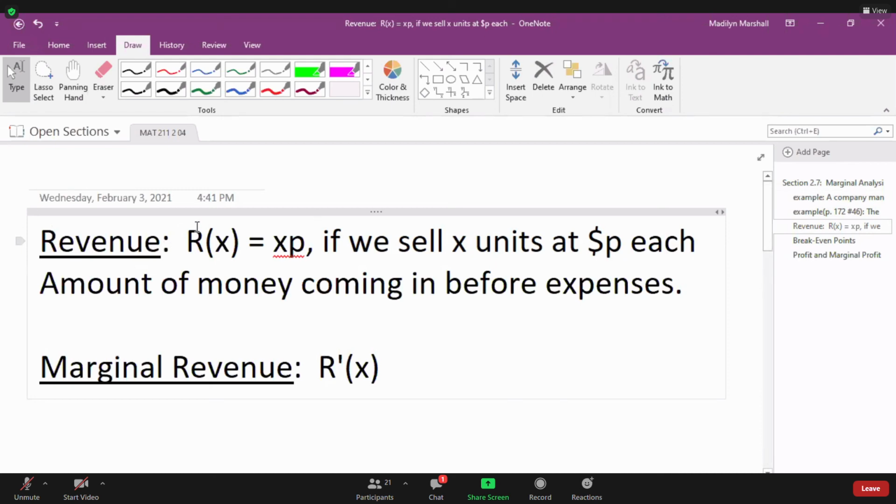Notice, this is a little foreshadowing, and we're going to come back to this in a moment, but R is supposed to be a function of X, and we have an X and a P in here. We're going to leave that for a moment, but just take note of it.